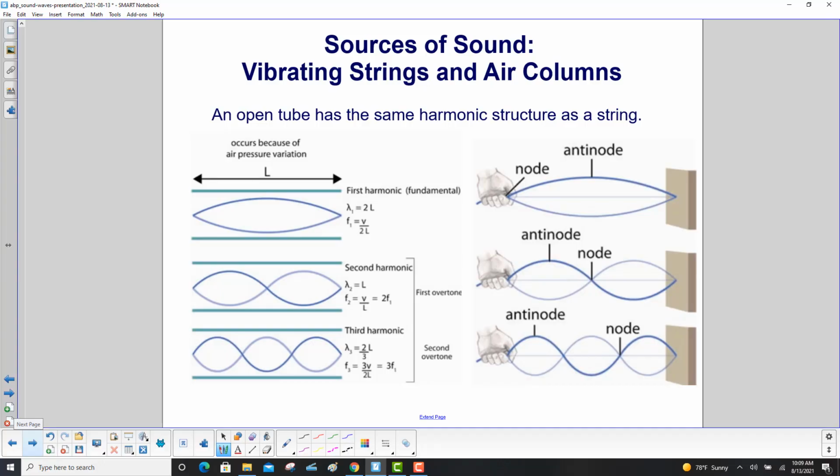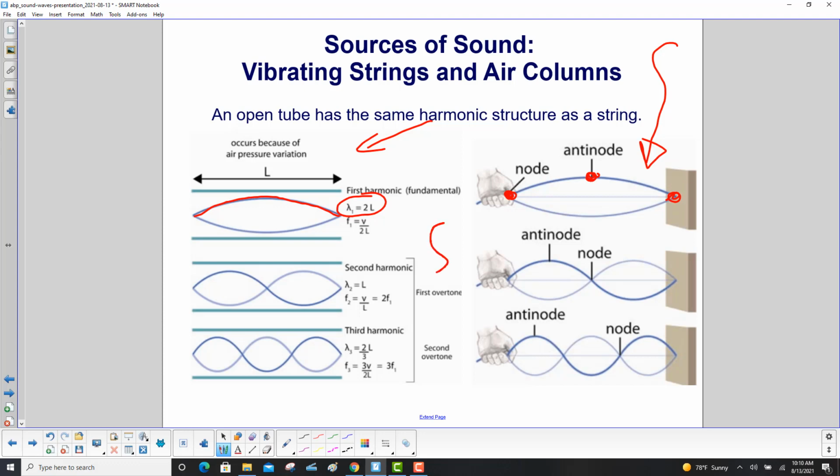An open tube has the same harmonic structure as a string. So here's the string, which was in the last unit, and you have a node where there's no disturbance, and then an antinode, which is the maximum. Then, if you look at the sound wave over here and you're measuring the air pressure variation, it's highest in the middle and 0 at the end. And your first harmonic, which is called the fundamental frequency or fundamental wavelength, here's the wavelength, twice the length, and then the frequency is v over lambda.